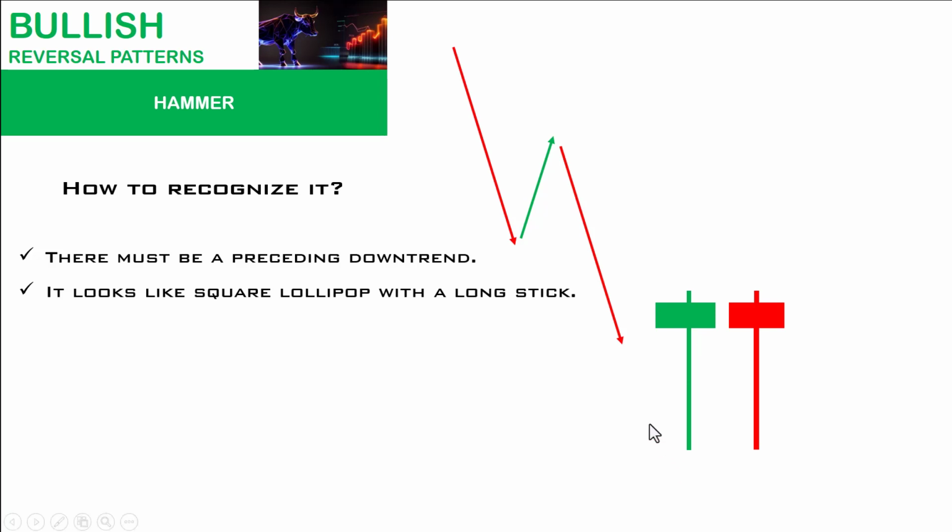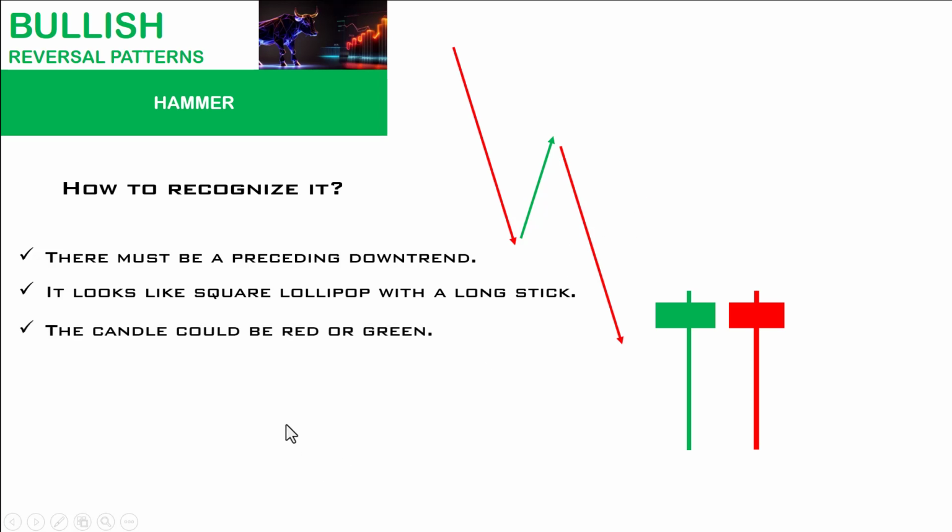So the location is very different. You do not compromise on the location. You have to ensure that the location is the bottom of the downtrend. If you find something exactly like this at the top of the uptrend, it's called a hanging man. It is not a hammer. It's called a hanging man, but we are not going to cover it because it is not a strong reversal pattern.